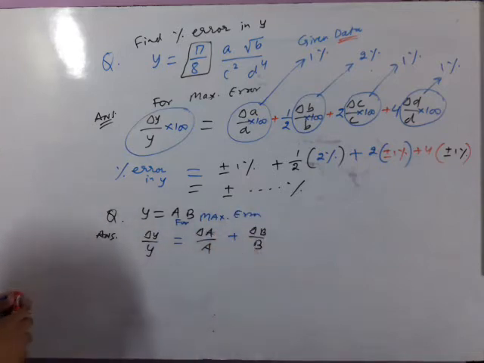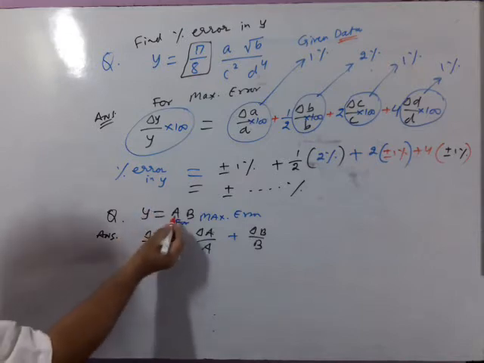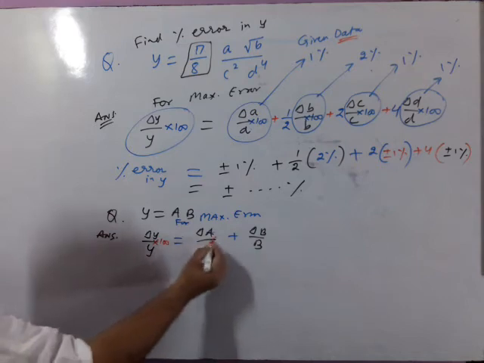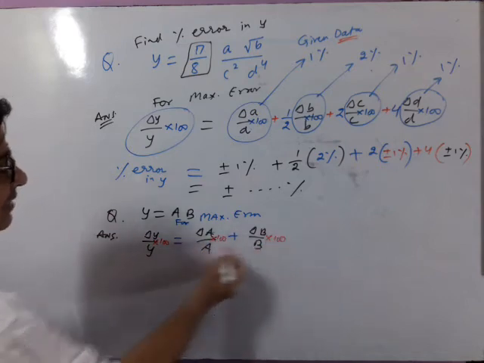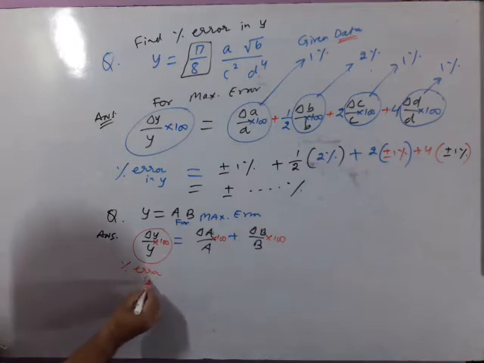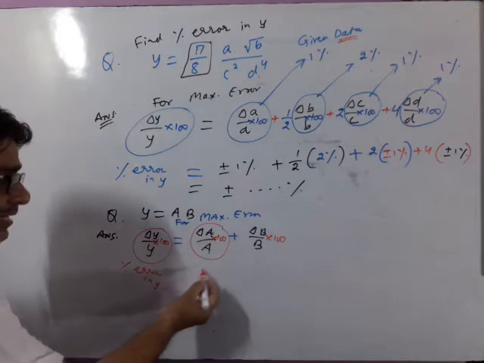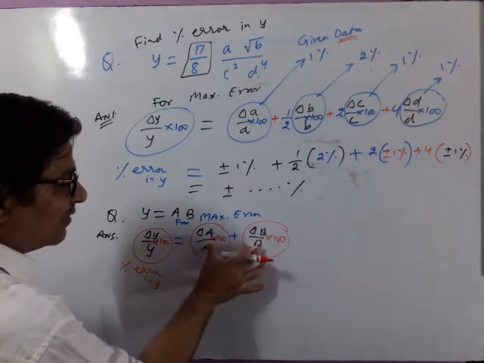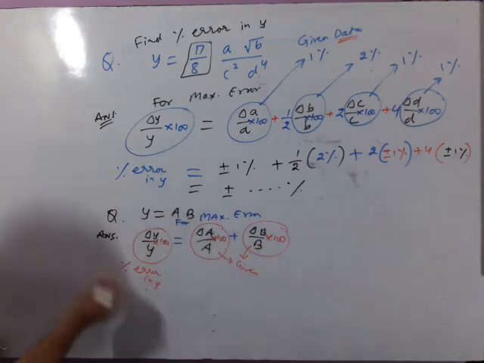Now powers are multiplied. Y raised power 1 into 1. A raised power 1 into 1. B raised power 1 into 1. Now multiply 100 both the sides. So this is percentage error in Y. You will be finding this and this will be given. Percentage error in A and percentage error in B. Both will be given. Just input the value to find percentage error in Y.